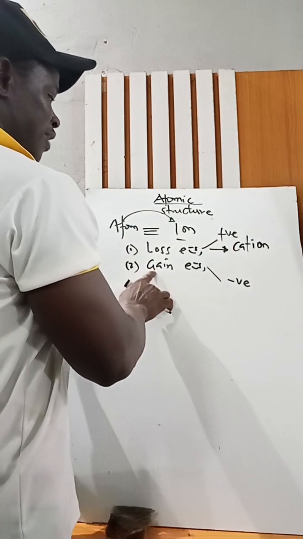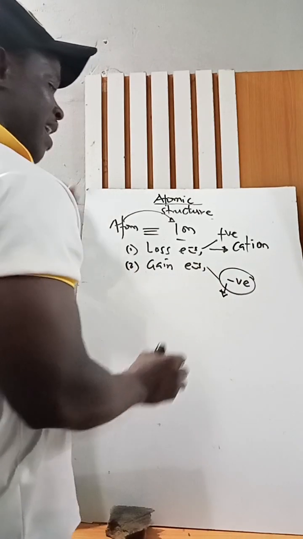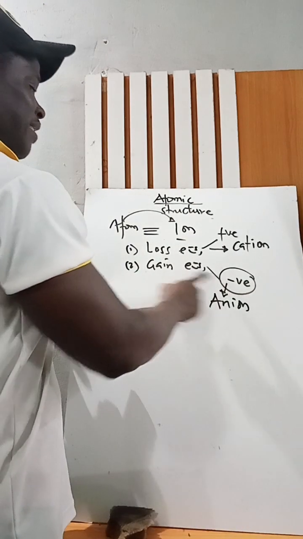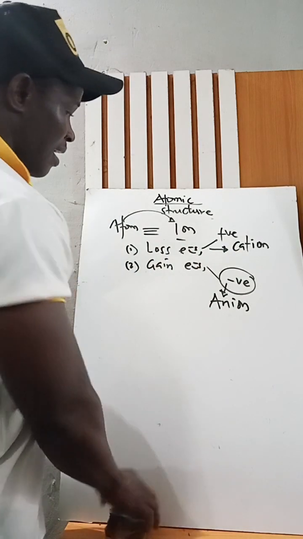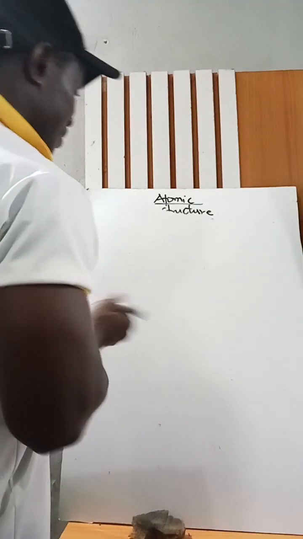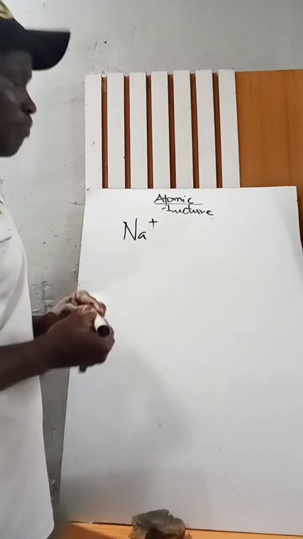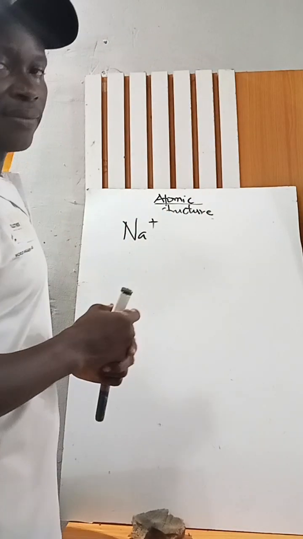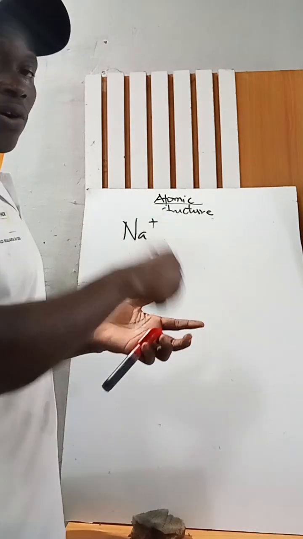Cation. If an atom gains electron and becomes negatively charged, the name of that is known as anion. So anion is a negatively charged ion, while cation is a positively charged ion. Let's give an example. Please pay attention. Now, look at this. If I have sodium plus, this positive on it indicates that it has lost one electron.